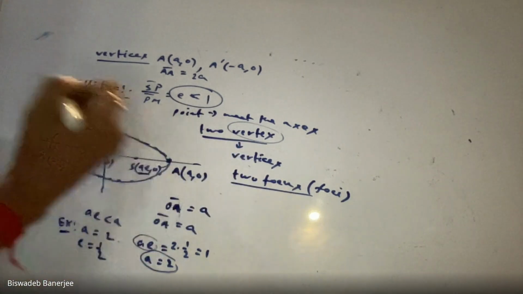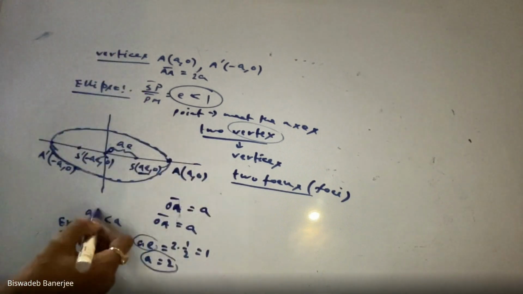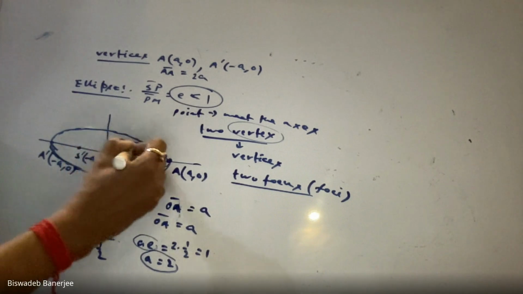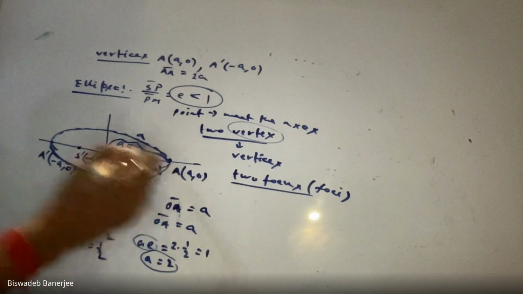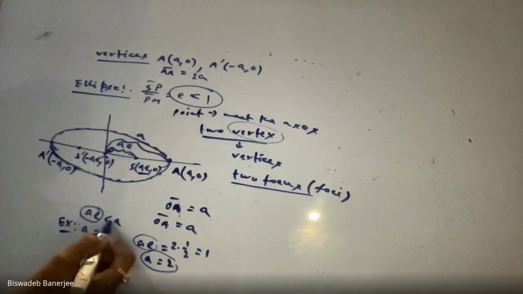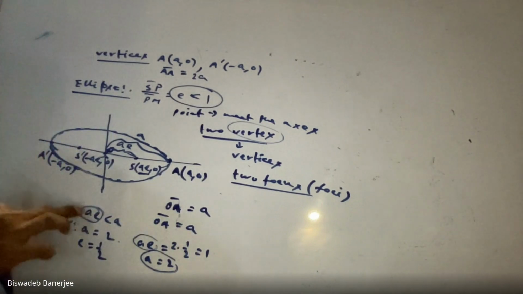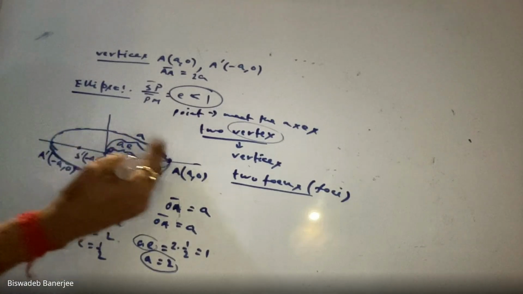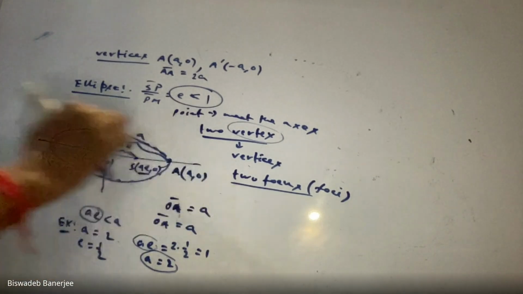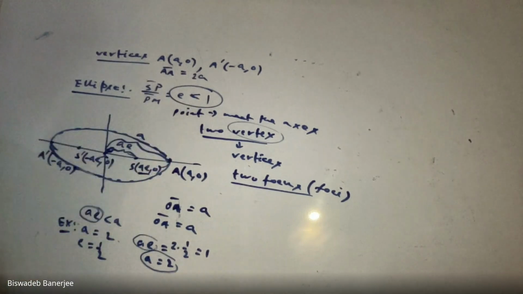This is my length a. This entire length is length a, but this short length is called ae. So clearly my ae is less than a because e is less than 1. Since ae is less than a, the focus will be inside this ellipse. If ae were greater than a, then the focus would be outside this ellipse, but since e is less than 1, you don't need to consider that case.